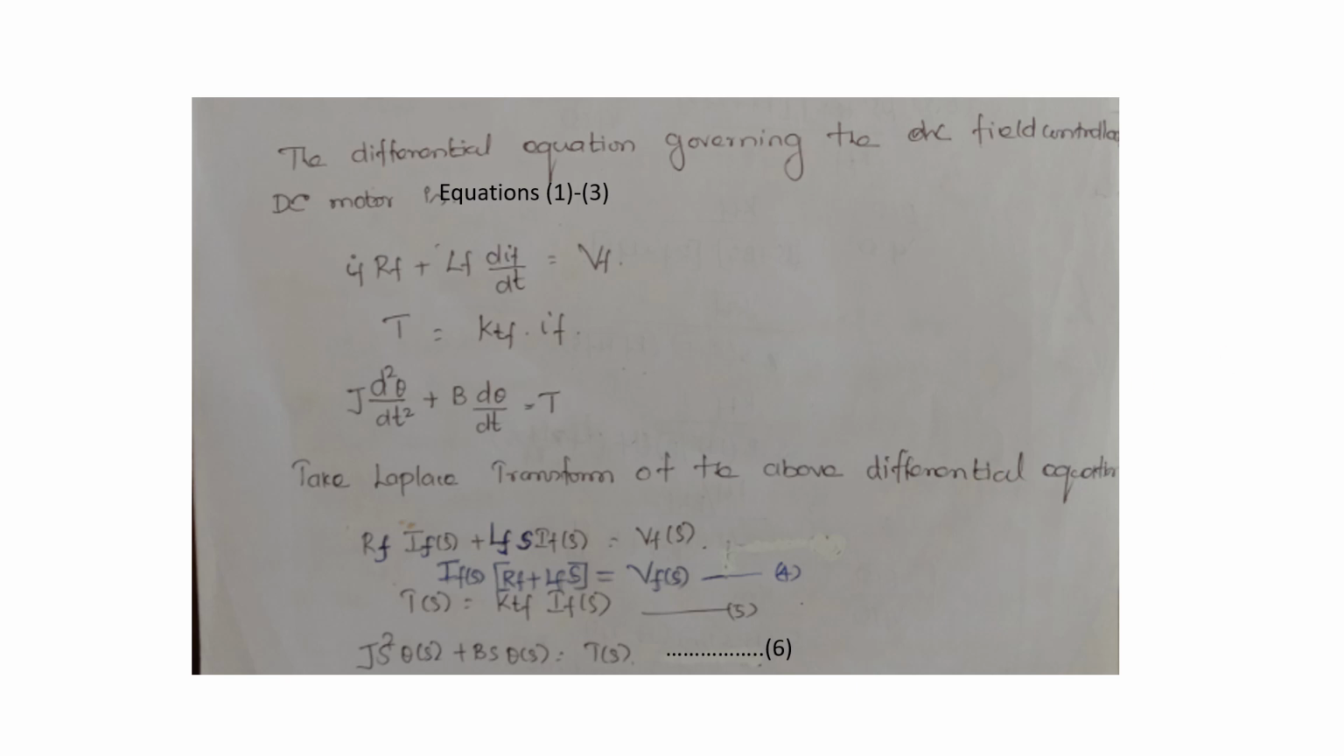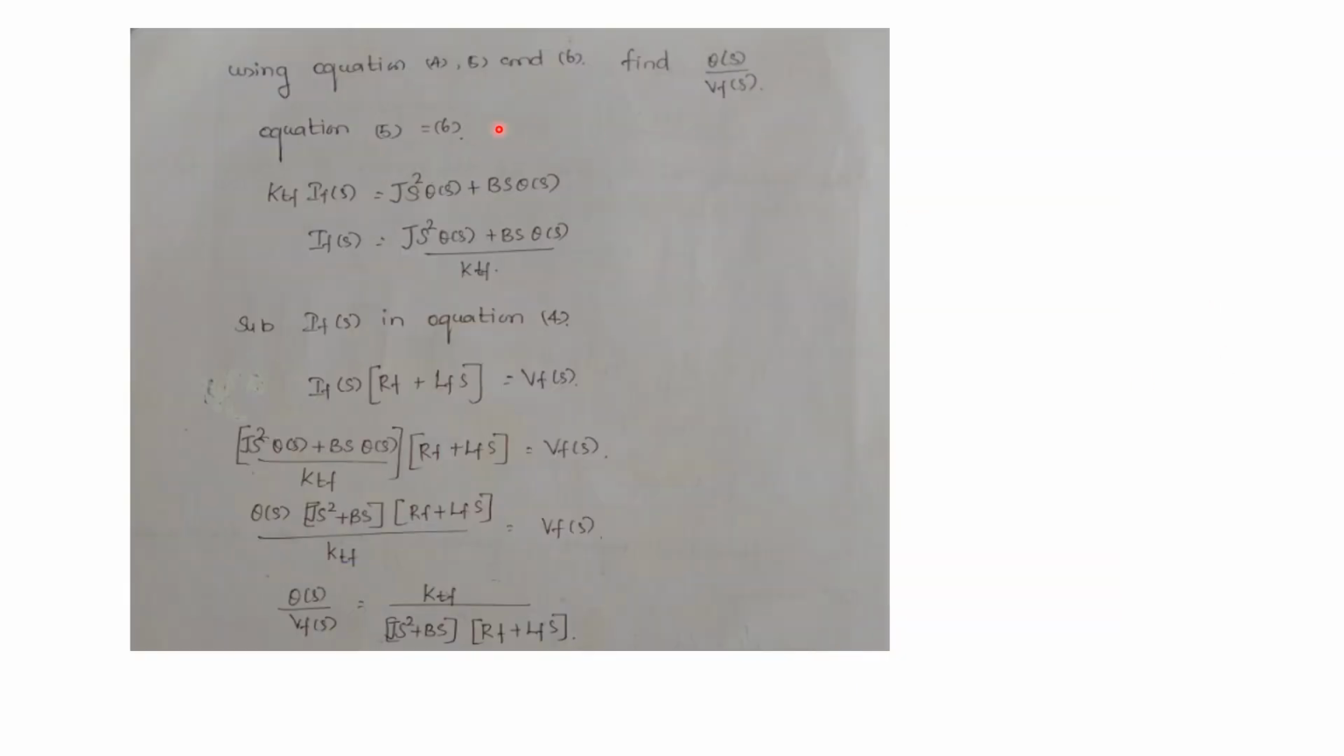Now see here, equation 5 is equal to equation 6. Now we can write it like this. And the other side of the equation will be the same. From that we can find the value of IF of S. In the previous armature control DC motor, we found the value of IA of S, that is armature current. Here it's a field control DC motor, isn't it? So we have to find the value of IF of S.